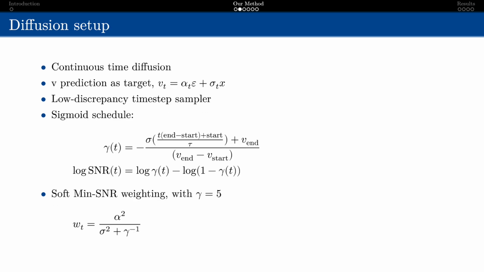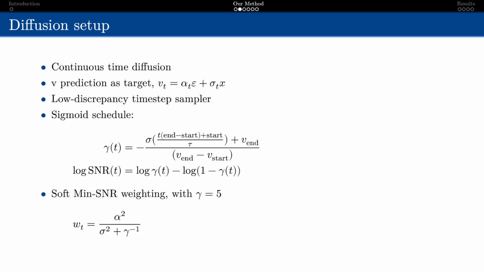For the diffusion setup, we use continuous time diffusion with V-prediction as the target. To reduce the variance of the updates, we use the low discrepancy time step sampler, as introduced in the VDM paper by Kingma et al. We use a sigma noise schedule, and as the loss weighting, we use the min-SNR loss weighting, which originally clamps the signal-to-noise ratios to balance conflicts along time steps. This significantly improves convergence speed.